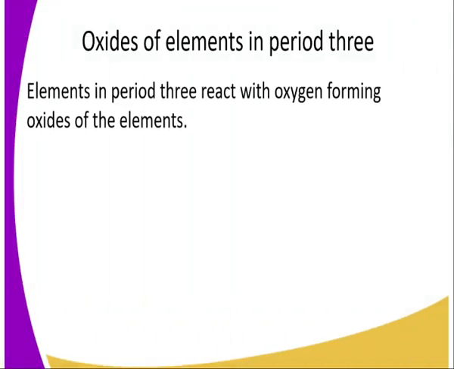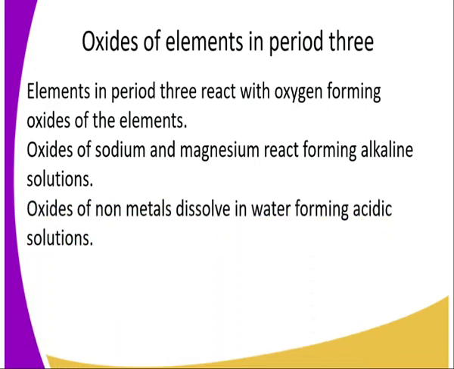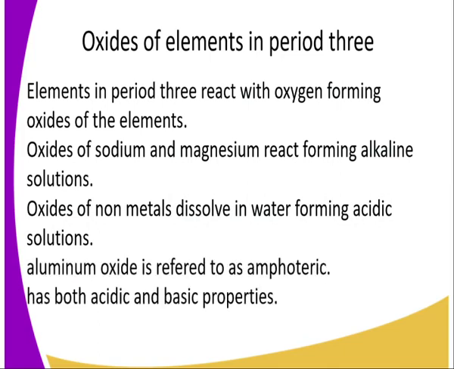Oxides of elements in period 3. Elements in period 3 react with oxygen, forming oxides of their respective elements. Oxides of sodium and magnesium react, forming alkaline solutions. Oxides of non-metals dissolve in water, forming acidic solutions. Aluminium oxide, on the other hand, although it is a metal, is referred to as amphoteric. Why? It has both acidic and basic properties.